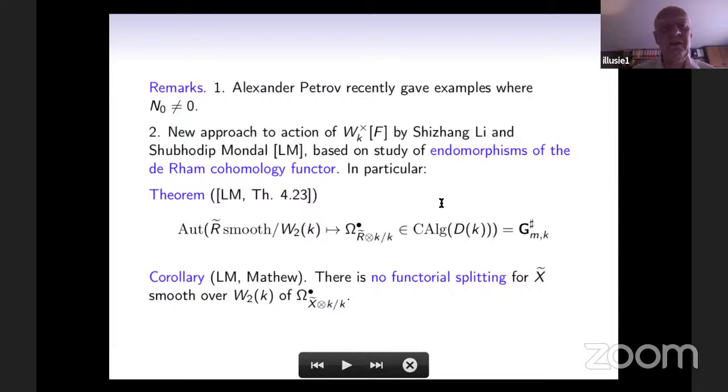Now, a new approach. I just say that, in fact, this G_M sharp appears more naturally, or in a different way, in very recent work by Shizhang Li and Shubhodip Mondal, in which they show that it is very natural. This is actually the automorphism of the de Rham functor. So G_{M,K} sharp is the automorphism of the functor R tilde over W_K going to omega dot, as commutative algebra objects in the derived category of K. And this at least gives a partial negative answer to the previous question. So there cannot be any functorial splitting, functorial in X tilde, of the de Rham complex of a reduction.